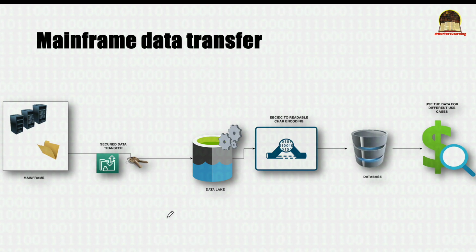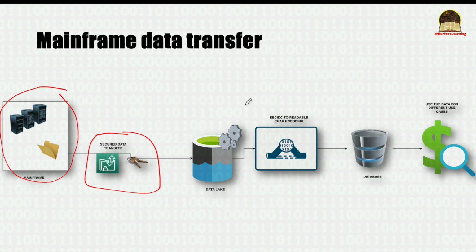Probably you want to move it to a data center for data storage, or you want to take it to the cloud for data analytics. For all those things, you have to get the binary data from the mainframe, use some kind of secure data transfer mechanism. Here SFTP is being used. Place it in some data lake. For example, in case of AWS, it could be S3.